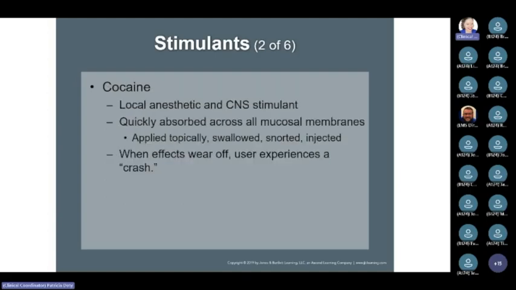So let's talk about our cocaine. That is a naturally occurring alkaloid that is extracted from a plant in South America. And once it's processed into cocaine, the active ingredient from the leaves is in its 100% purest form, and its toxic potential is increased naturally. There's a whole bunch of different names for it. I'm not going to go through all of those, but cocaine is a local anesthetic and CNS stimulant.